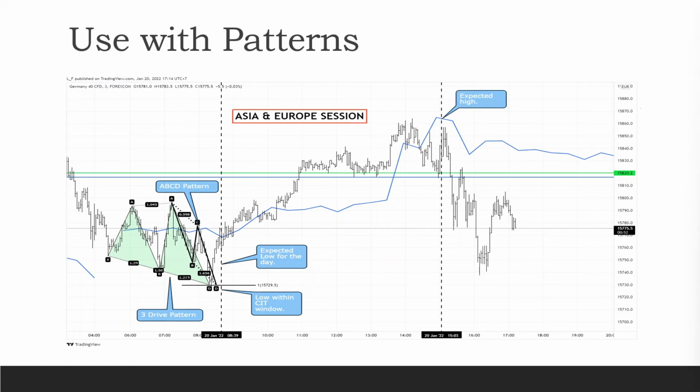Yeah, so that's a basic rundown of how this works and a couple of examples. The next video will have trade examples in it to show you ones that work and ones that don't work, things to watch out for.